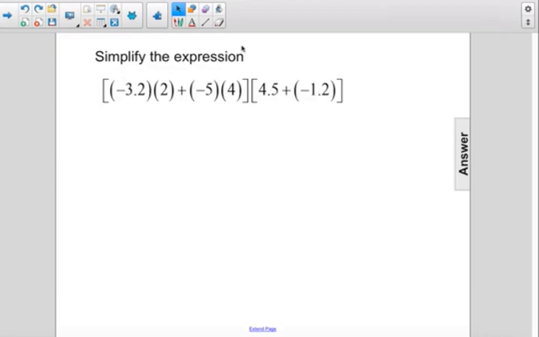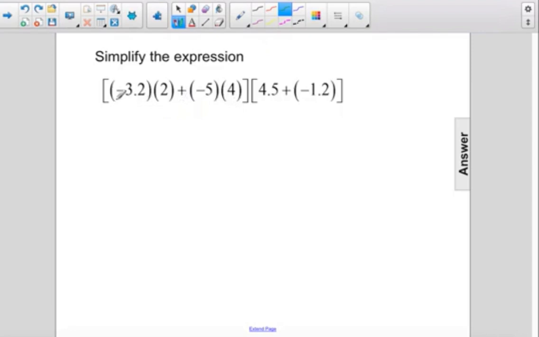Simplify the expression. All right, so let's look for any operations inside of parentheses first. So we actually have two giant parentheses, these brackets here. So we have one here and we have another one here. So let's start on the left. So we're going to want to do all of this operation. So inside of this giant parentheses, we actually have an addition problem and two multiplication problems.